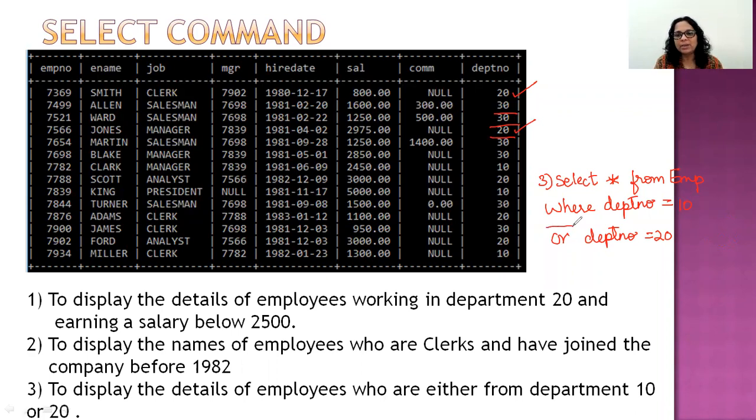Okay. A commonly made mistake is if the question was reframed a little: display details of employees of department 10 and 20. Okay, because the question says and, there is a possibility that the children write and.